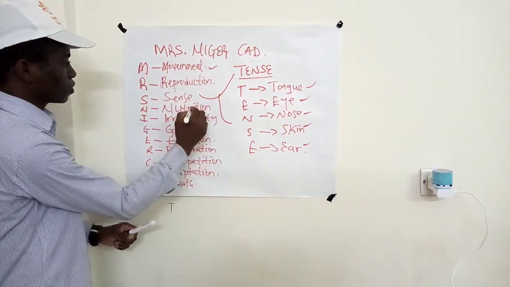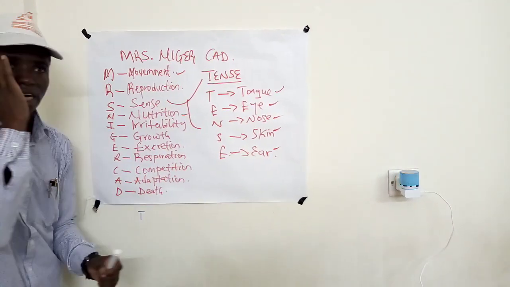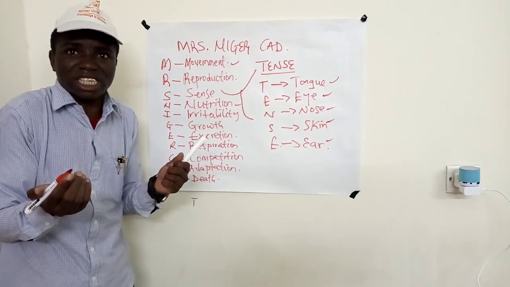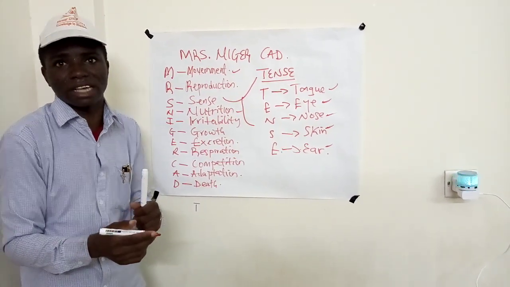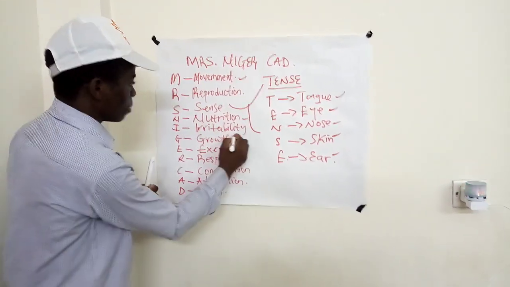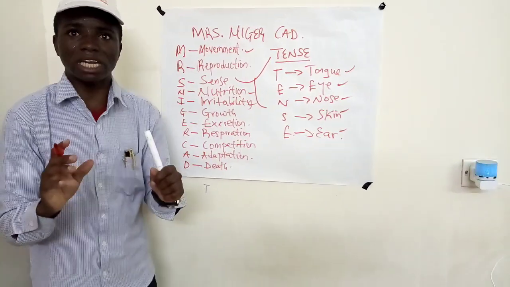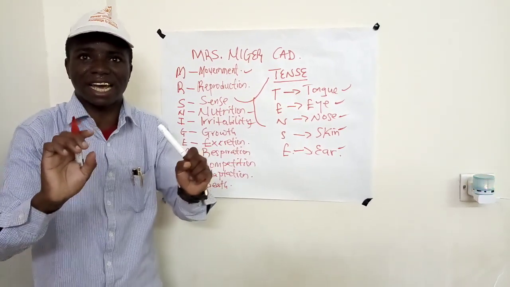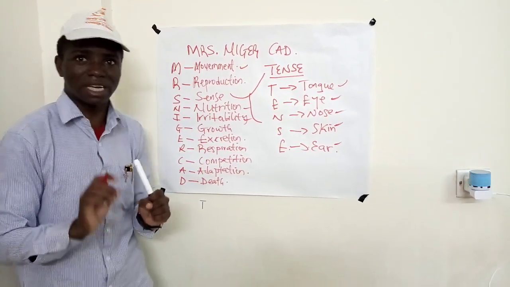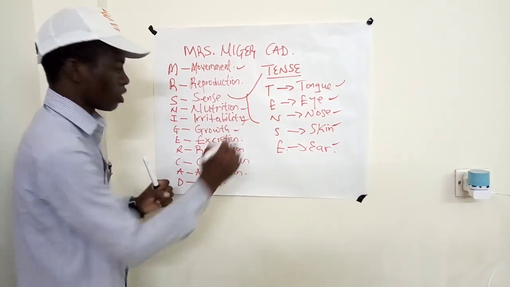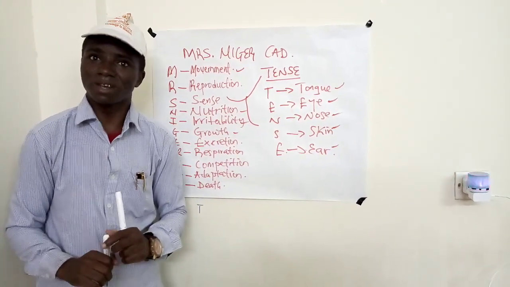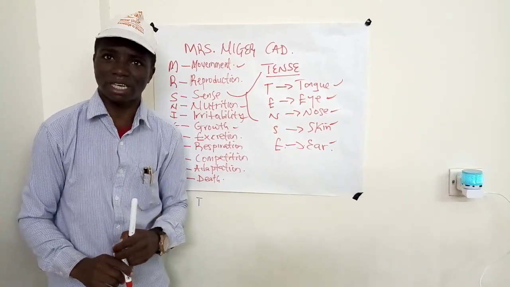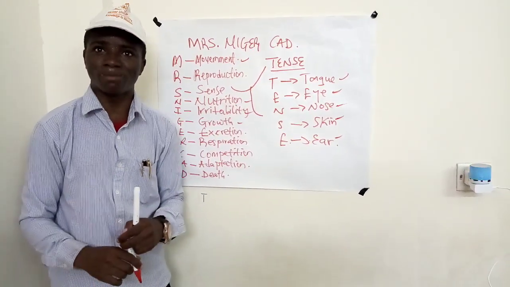Okay, so let's move to the next one. Nutrition. Every organism can absorb nutrition from its own food in its own way, both plants and animals. Then we have irritability. It's the ability of each and every organism to respond to internal and external stimuli in the system. Then we have growth. All living things can grow. Growth is a permanent increase in size in the body. All living things, both plants and animals, can grow.